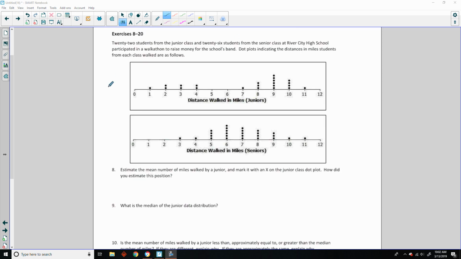Okay, exercises 8 through 20. It says 22 students from the junior class and 26 students from the senior class. So this has 22 and this has 26, so we don't have to count the dots.